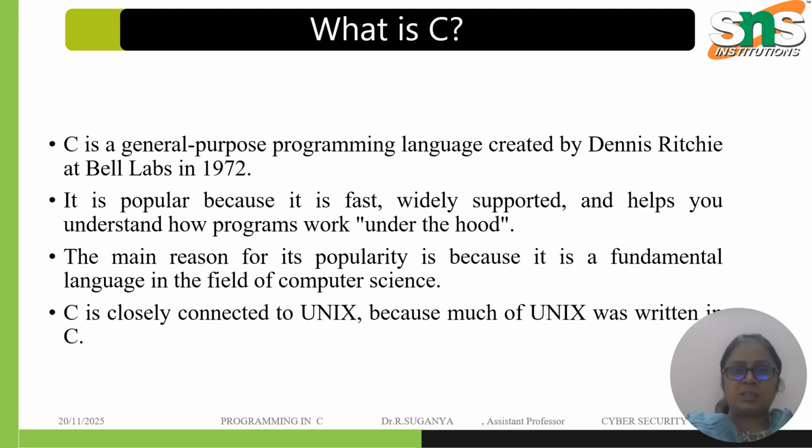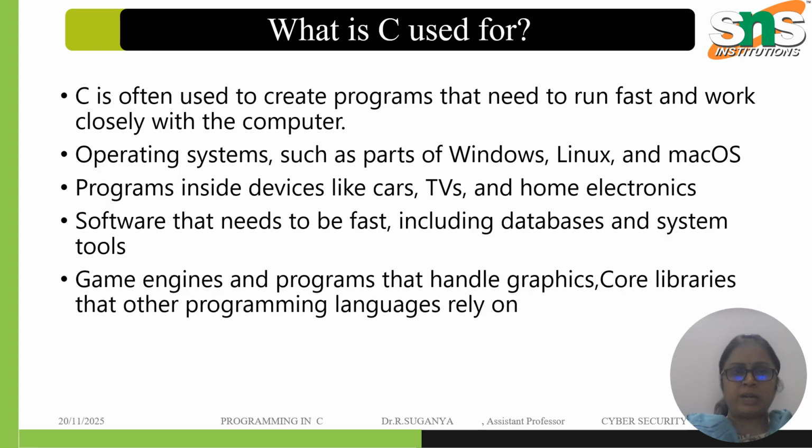C is a general purpose programming language created by Dennis Ritchie at Bell Labs in 1972. It is popular because it is fast, widely supported, and helps to understand how programs work. The main reason for its popularity is that it is a fundamental language in the field of computer science. C is also closely connected to UNIX, because much of UNIX was written in C.